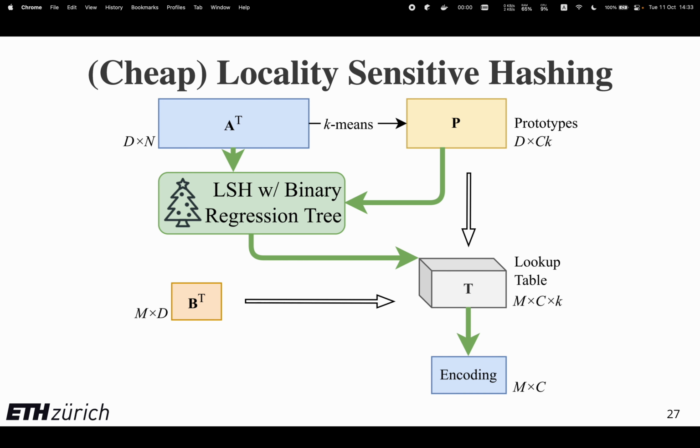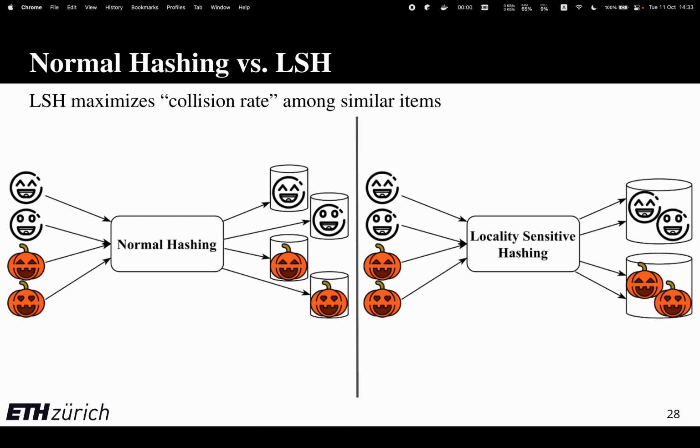So before we talk about this fancy algorithm, let's first look at how LSH compares to normal hashing. In a normal hashing algorithm, what we want is to minimize the collision rate. In this case, we have human faces and pumpkin faces. Although these two pairs look the same, they're still different, so we want to hash them to different buckets.